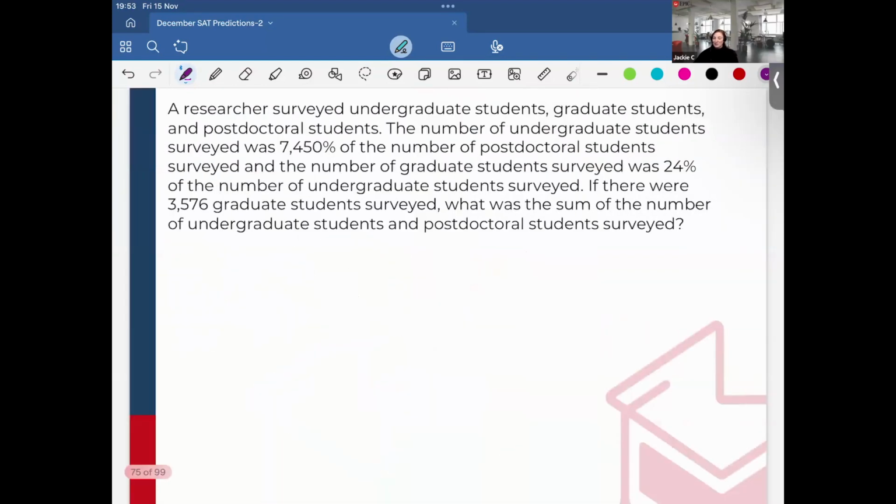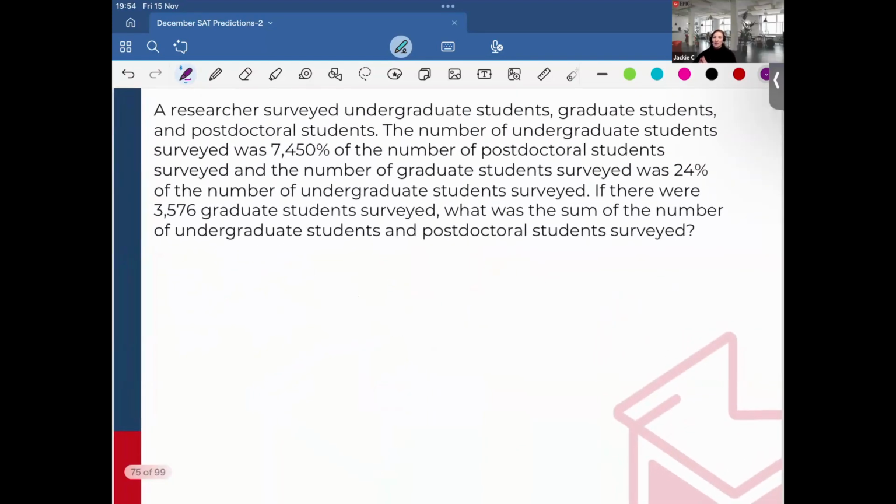All right, continuing. So also be super familiar with percents. Percents also are in every exam. I've brought them up in all of my previous exam prediction videos. So keep those in mind. So let's see here. A researcher surveyed undergraduate students, graduate students, and postgraduate students.